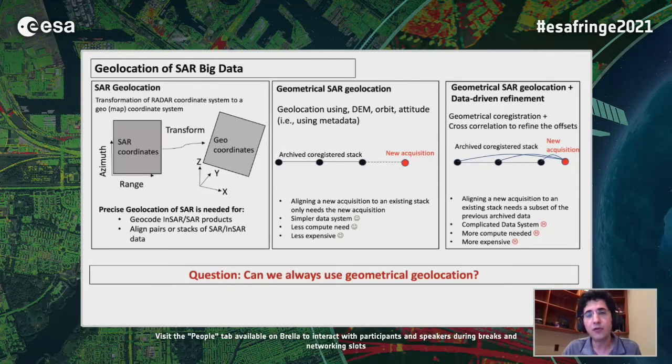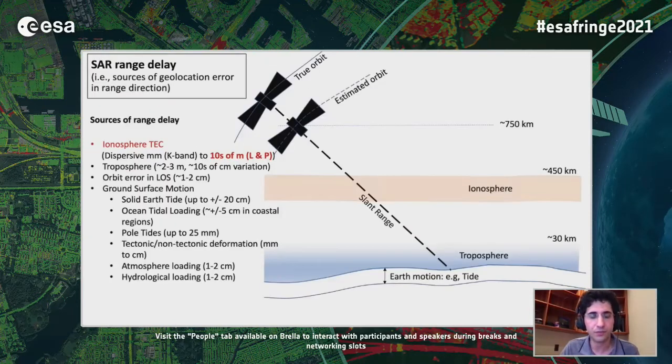However, if, as you will see in future slides, we need to do some data refinement, then the system is going to be a little bit more complicated and more expensive. So the question is really, can we always use geometrical geolocation? To answer that, we had to go back to the basics and look at different contributors to the geolocation. And specifically in this presentation, I'm going to talk about the range direction of the geolocation.